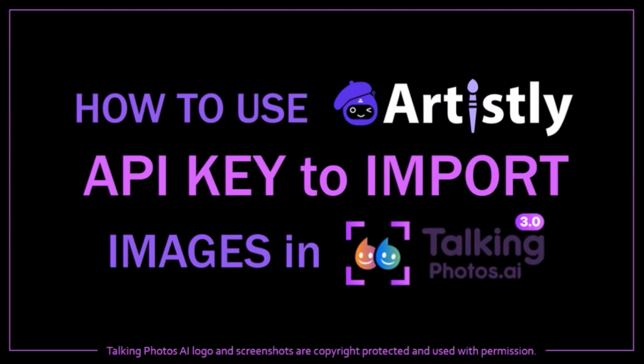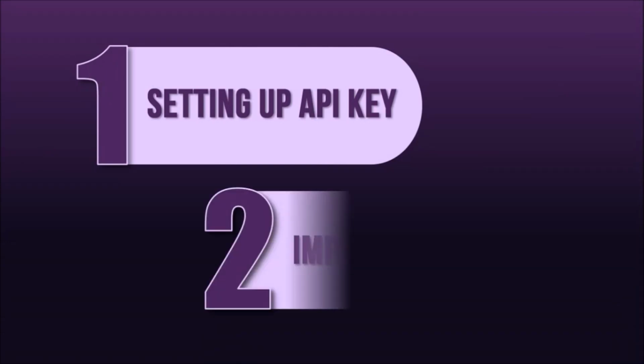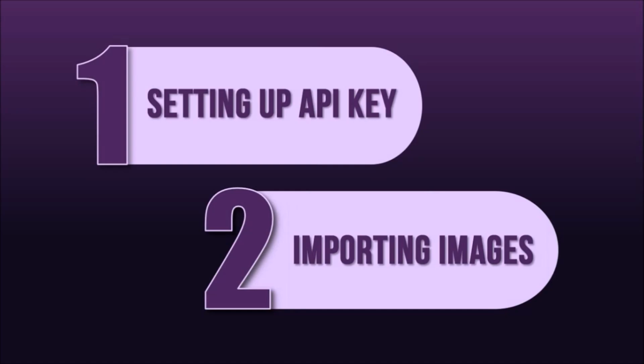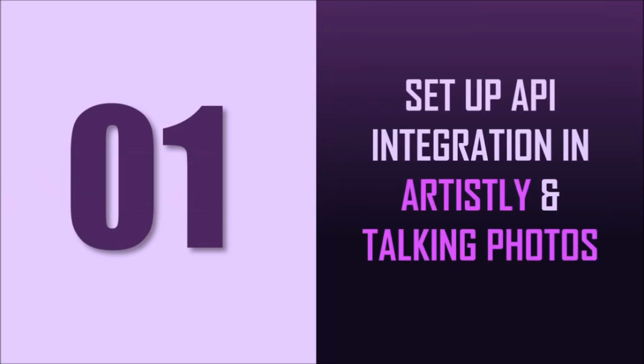This is the new version 3.5 update. So I'll break this down into two steps. In step 1, we're going to be setting up your API keys. And then step 2 will be importing the images from Artistly to TalkingPhotos. So let's start with setting up the API keys.